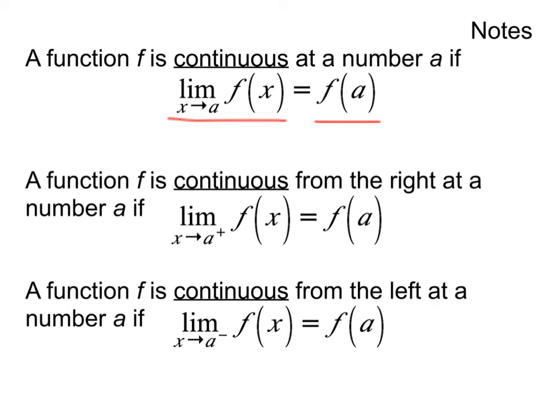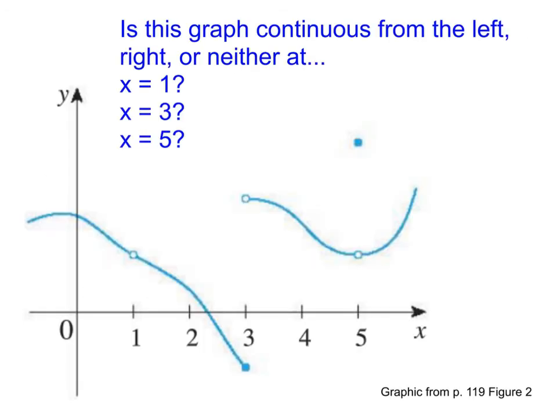So let's actually take a look at one of those. We had some graphs earlier where we identified where the discontinuities were. We're going to go back to those. So this is that first graph that we saw earlier. Now we already know that it's not continuous at these 3. But it could be continuous just from the left or just from the right there. Or it could just be not continuous from either side. And so take a moment, look at 1, 3, and 5, and think about, is it continuous from the left, right, or neither there?